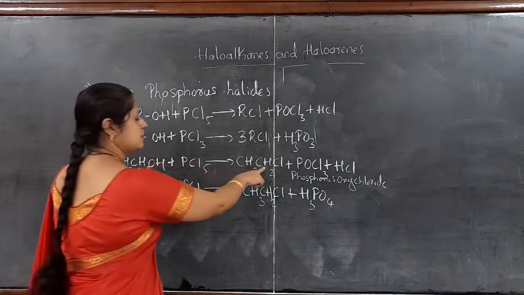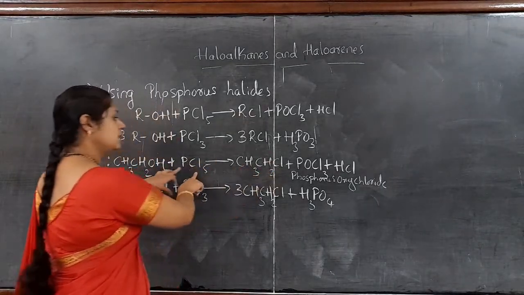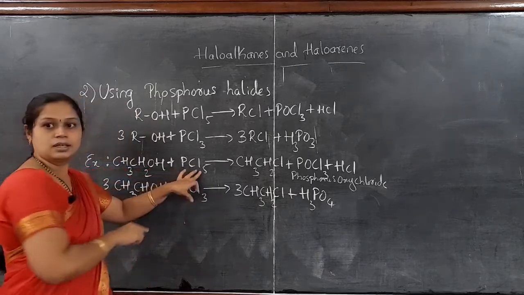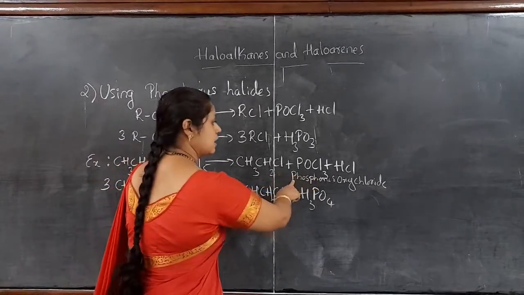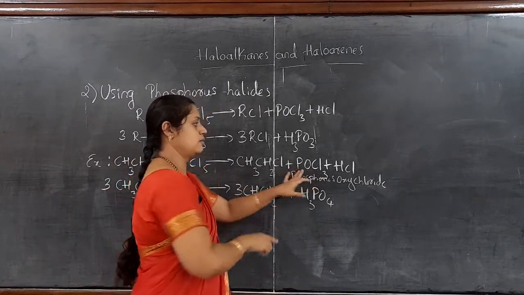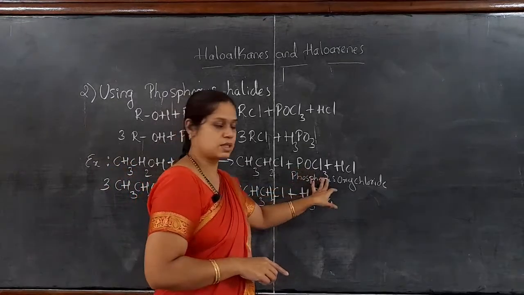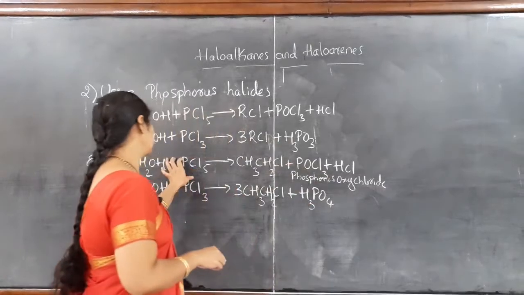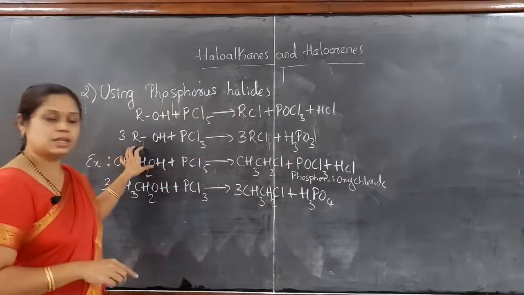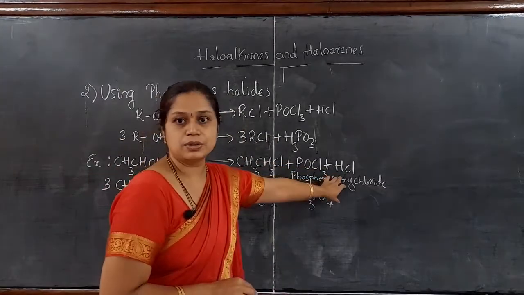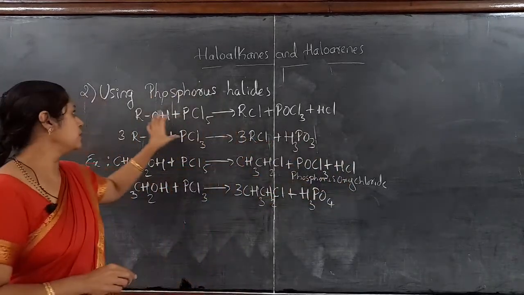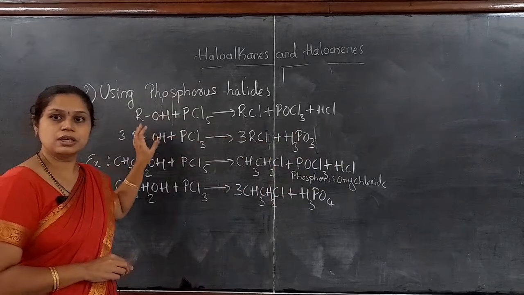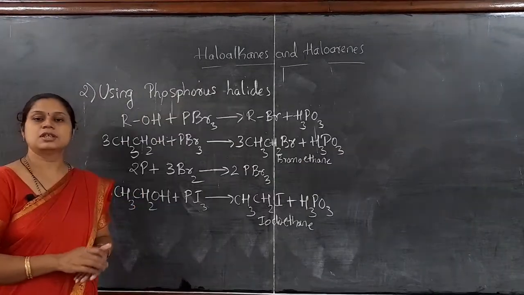So here in PCl5, one of the chlorine atoms replaces the OH group. So I get CH3CH2Cl, and the other 4 chlorine atoms remain here. Three atoms are attached to phosphorus here, and we get phosphorus oxychloride. The remaining one will attach to one of the hydrogens, and we get hydrochloric acid. So this is one of the methods for the preparation of chloroalkanes.